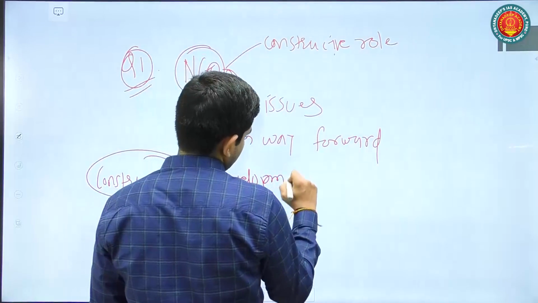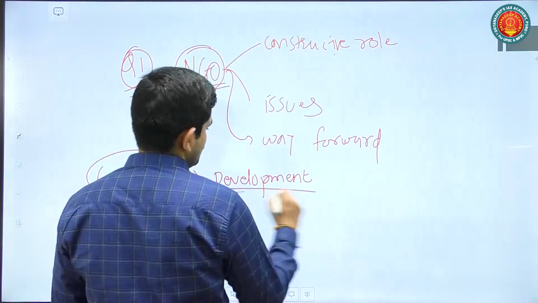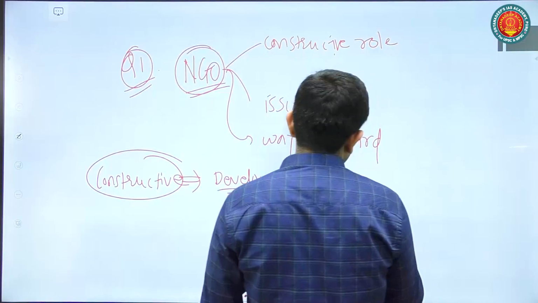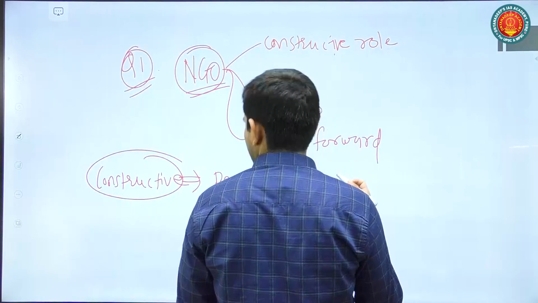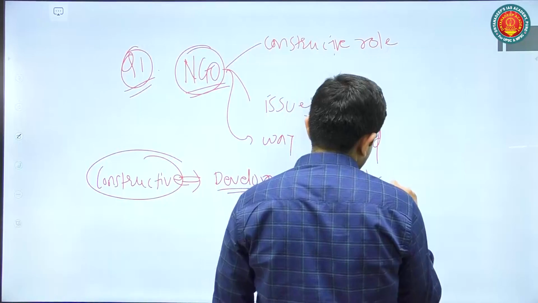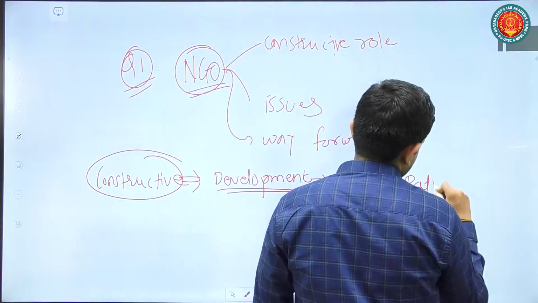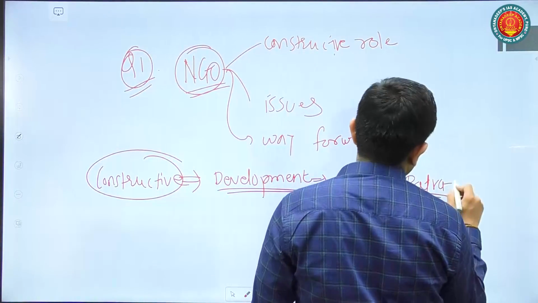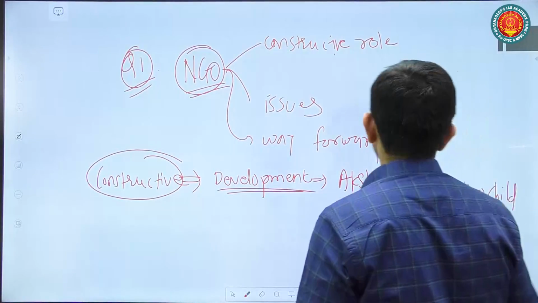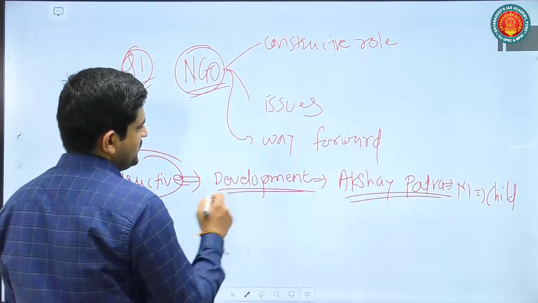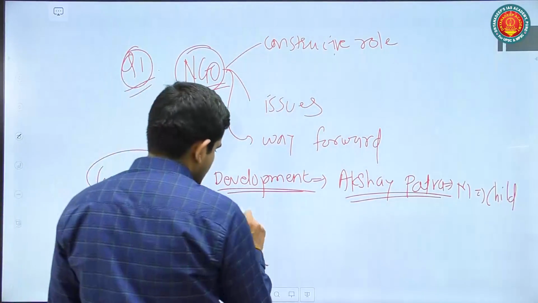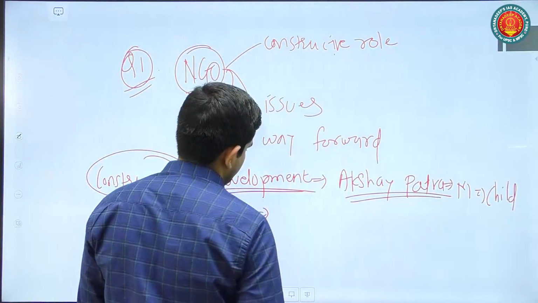For example, you can take the example of the Akshaya Patra NGO, which is working specifically for the development of children. That is a multi-stakeholder thing. You can also suggest the role of NGOs as a pressure group.